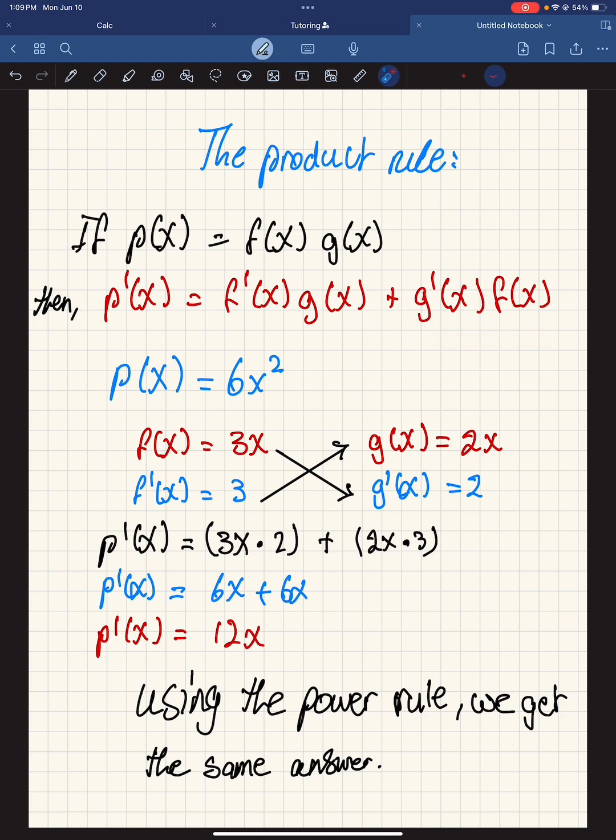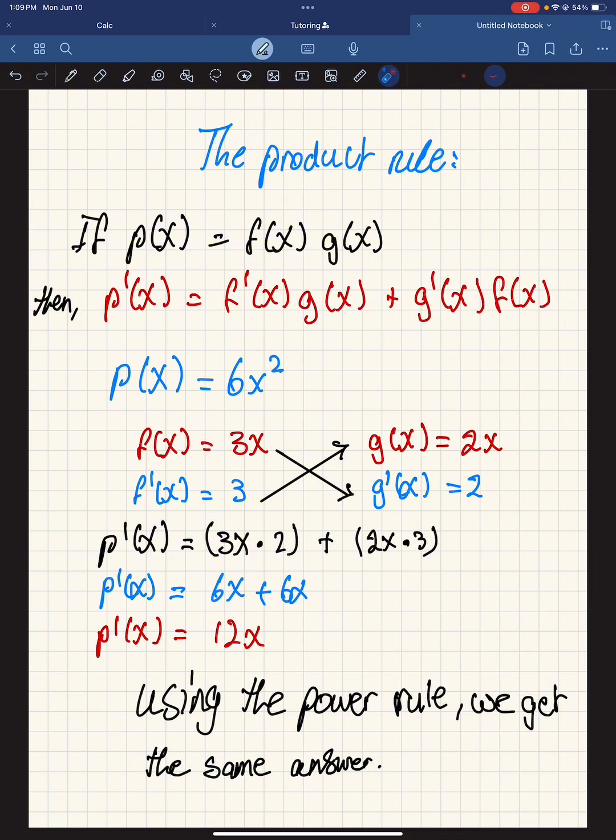So let's take an example where p of x equals 6x squared. F of x and g of x are 3x and 2x respectively. What I like to do is lay them on top of each other like this, just so it gives me a clearer view. And then you can get f of x and its derivative, and g of x and its derivative. And then you can go ahead and crisscross them and multiply them. And now you're just left with p prime x equals 3x times 2 plus 2x times 3, which once you simplify it is just 6x plus 6x, which gives you 12x.